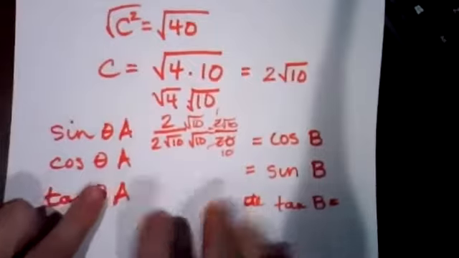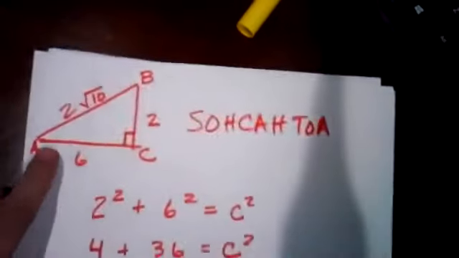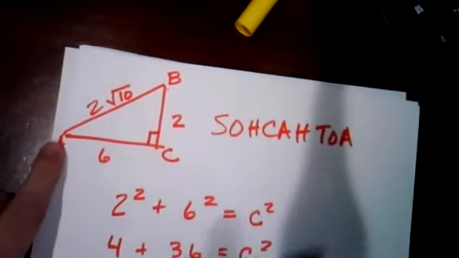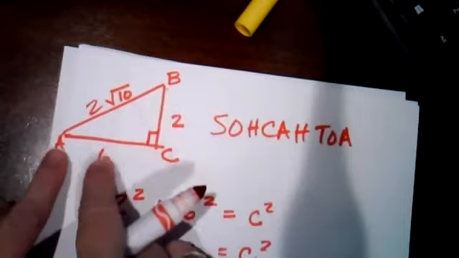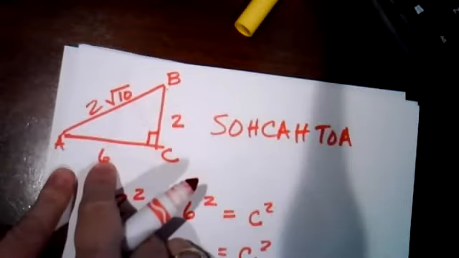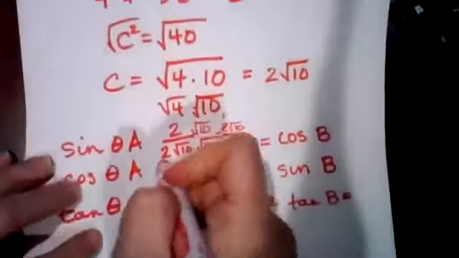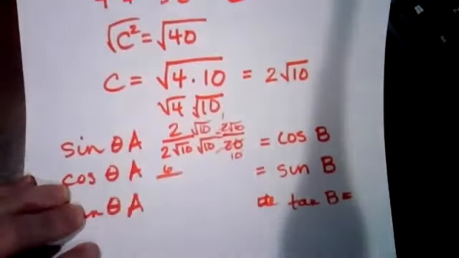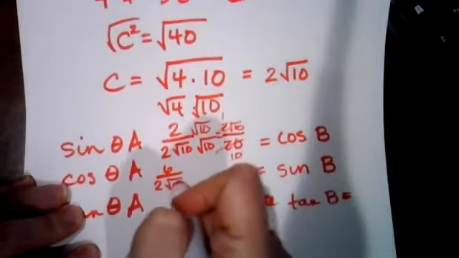All right, so then we're going to come over to do the cosine of A. So I come back over here. Cosine of A is the adjacent over the hypotenuse. Adjacent is right next to. So we're going to have 6 on top. And on bottom, we're going to have that 2 times the square root of 10.